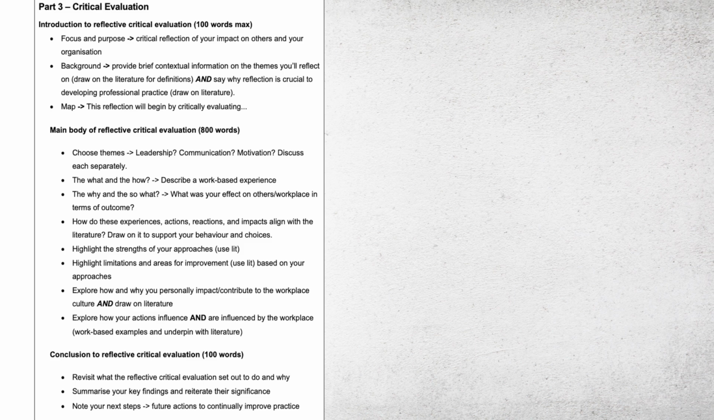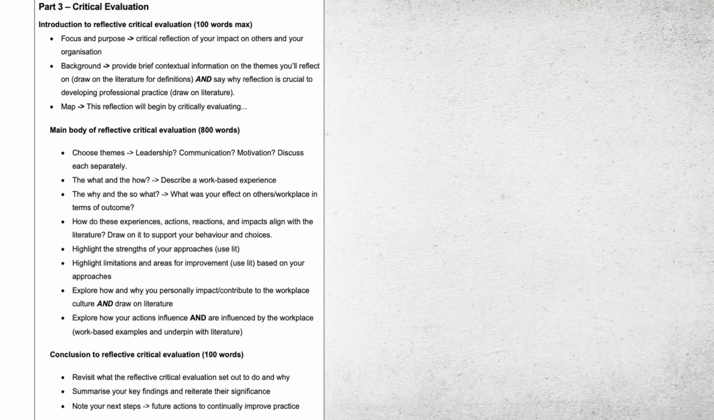Draw on the literature for definitions if you need to. And say why reflection is crucial to developing professional practice. Again, refer to the literature on this. Provide a map. For example, this reflection will begin by critically evaluating, etc.